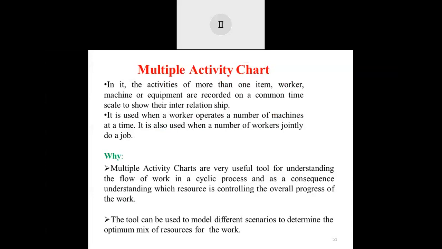It is used when a worker operates a number of machines at a time. It is also used when a number of workers jointly do a job, means a group of people collectively doing some work. So why is it needed?